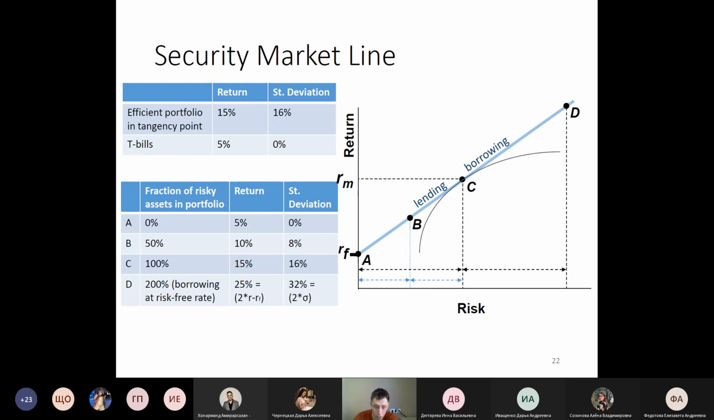Here we have an example with different fractions. If we invest everything in a risk-free asset, we'll be at point A. If we invest half of the assets in a risky asset and half in treasury bills, we will be somewhere at point B. And you see that point B is better than its alternative on the efficient frontier because we might have lower risk for the same return.